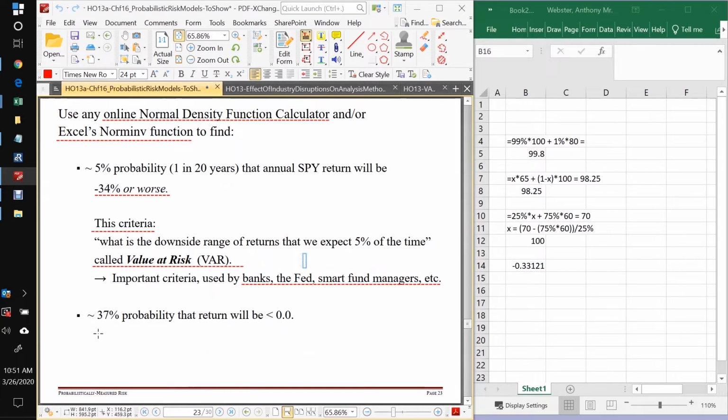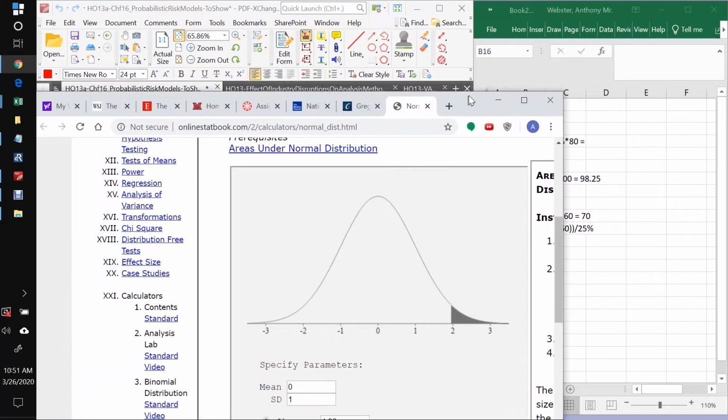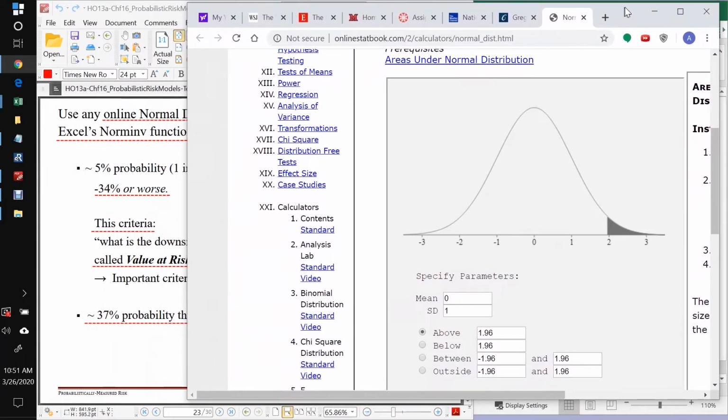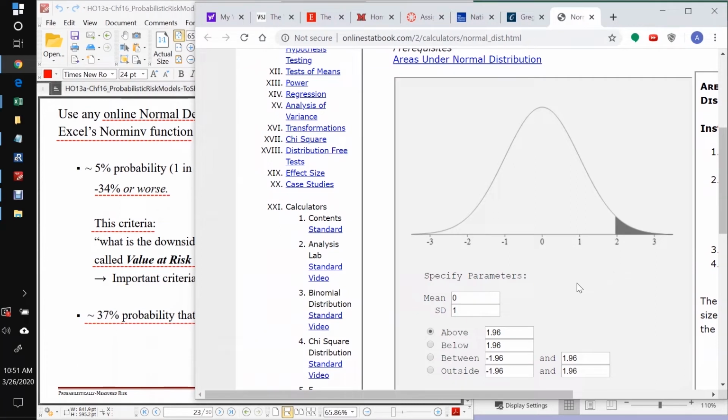Okay, so we can also use, let's say, a normal density function calculator to answer questions like this. This is a really good question that inquiring minds want to know: what's the probability that our return will be less than 0? So we could use an Excel function for this, but I just want to also show you that we could pick out any old online density function calculator to get this too. So you can see what I'm using here. I've got the URL up here.